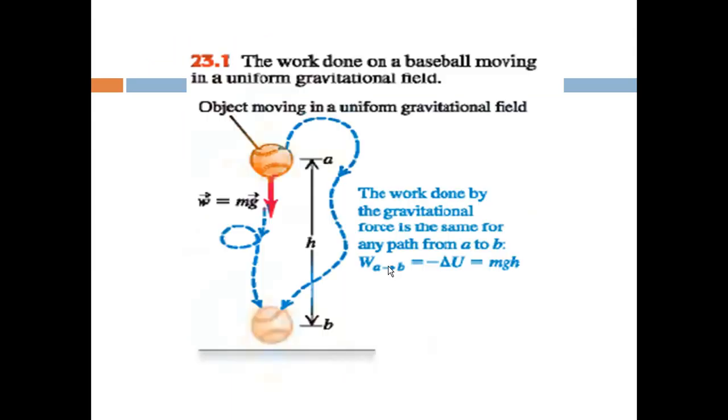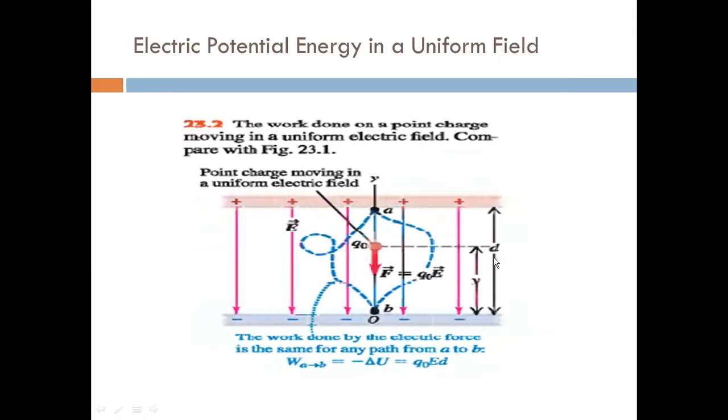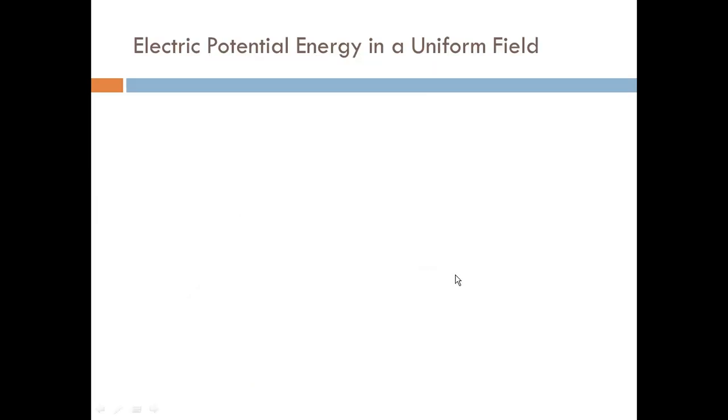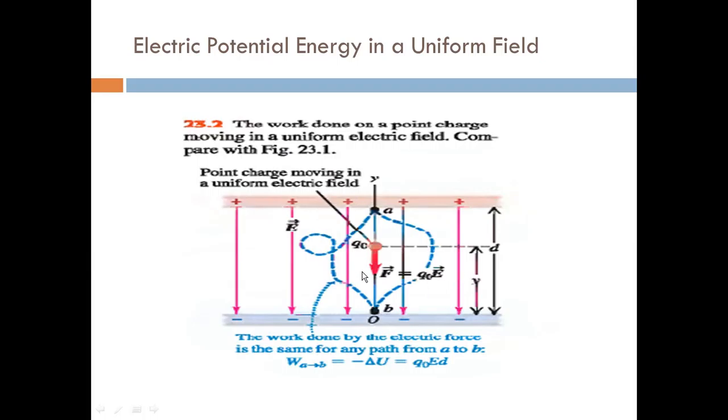F is the weight, this one. G is the gravitational field. E is the electric field. And Q sub O is the representation for M by analogy. This is gravity. This is electricity.